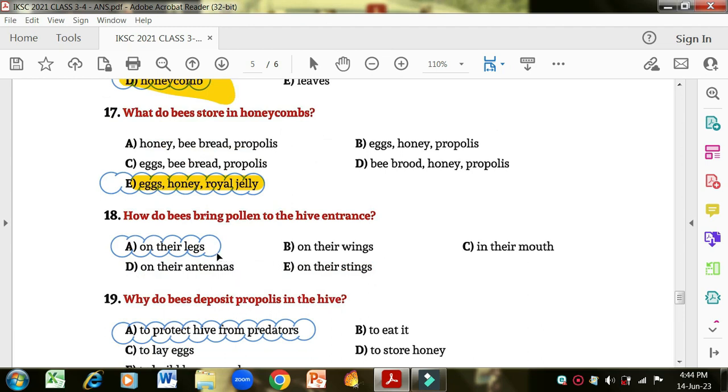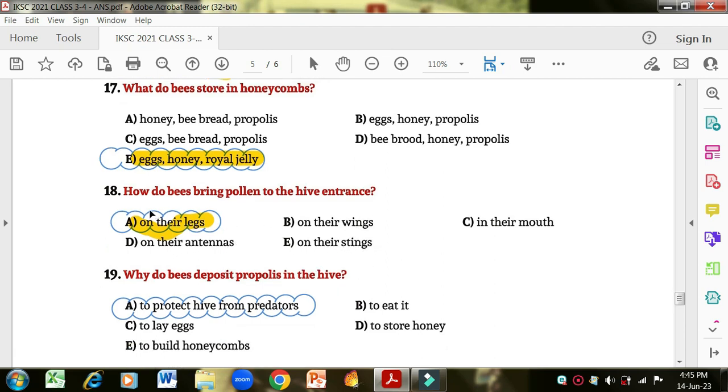Okay, how do bees bring pollen to the hive entrance? On their legs. Pollen grains are attached on their legs and on their wings also. They come and leave the pollen grains outside their hive. The options are on their wings, in their mouth, on their antennas, on their stings, but mostly it is attached with their legs. So option A is correct.